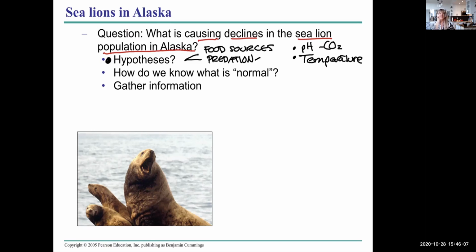So what eats sea lions? What is a predator of sea lions? A very large animal, mammal. It's a large mammal, orcas. So orcas or killer whales, and of course humans.